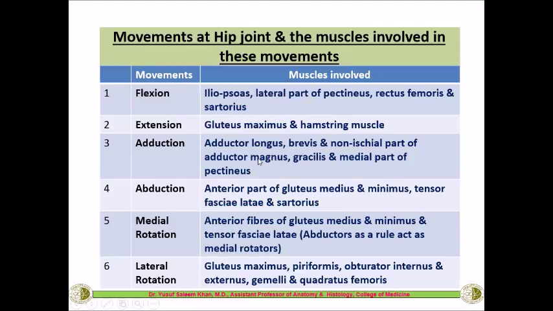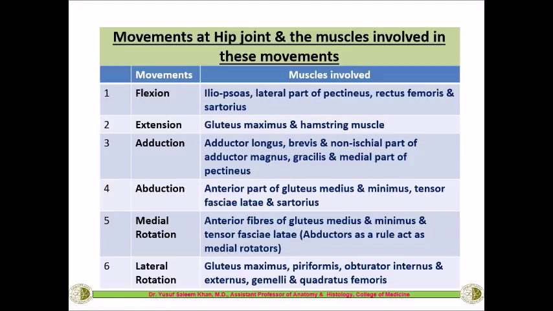Coming to adduction, as you know, there is a separate compartment in the thigh, which is called the adductor compartment. So all the adductor muscles of the adductor compartment help in the adduction of the thigh. There is no adduction at the knee, so these should be adductors of the thigh. So the adductor longus and brevis, as well as the non-ischial part of the adductor magnus, gracilis, as well as the medial part of the pectineus. All these muscles will help in adduction.